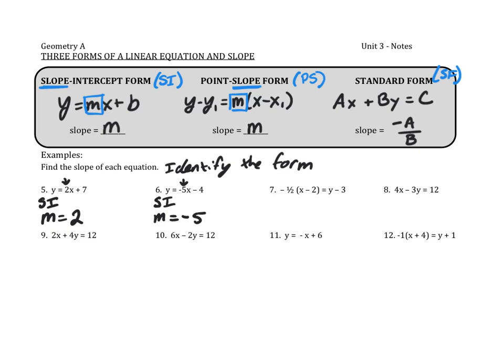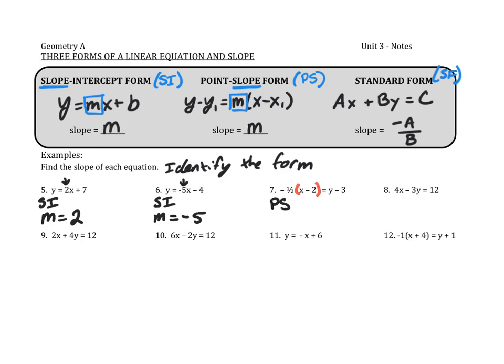All right, number 7. We have -1/2 times the quantity x minus 2 equals y minus 3. First thing that I notice about this equation is my parentheses here, which immediately makes me look at point slope form, which is the only one of these forms with parentheses in it. So this would be our point slope form.